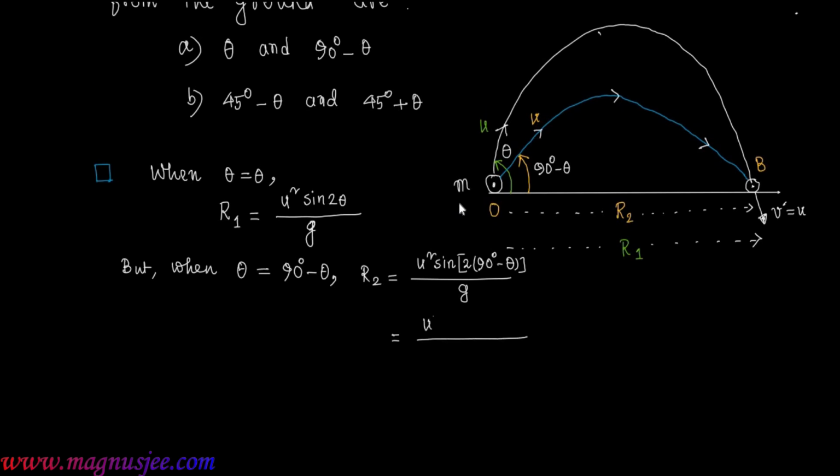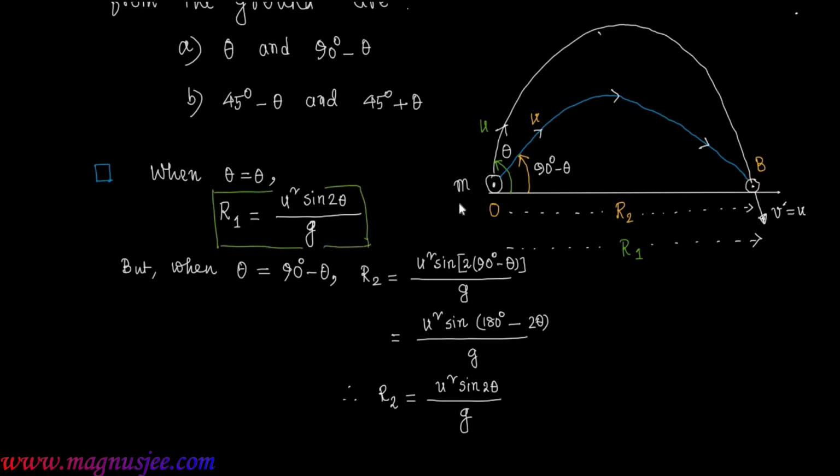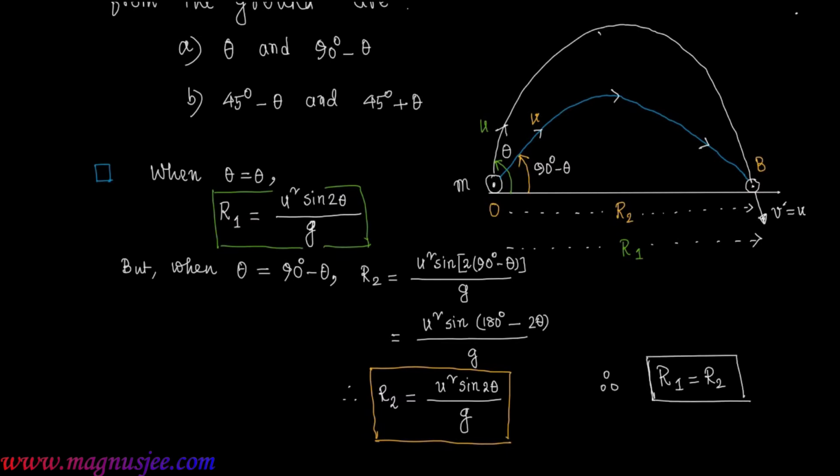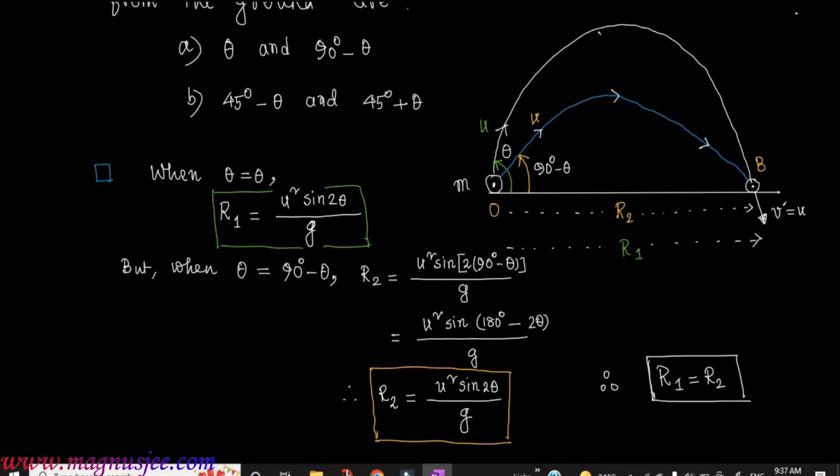is equal to u square sine (180 degree minus 2 theta) divided by g. Now sine (180 degree minus 2 theta) is sine 2 theta. That's why R2 is equal to u square sine 2 theta divided by g. R1 was u square sine 2 theta divided by g. Now we get R2 as u square sine 2 theta divided by g. Therefore, we can say that both the horizontal ranges, R2 and R1, are same. Therefore, we can write that R1 is equal to R2. Both the horizontal ranges R1 and R2 for the angle of projection theta and 90 degree minus theta will be same.